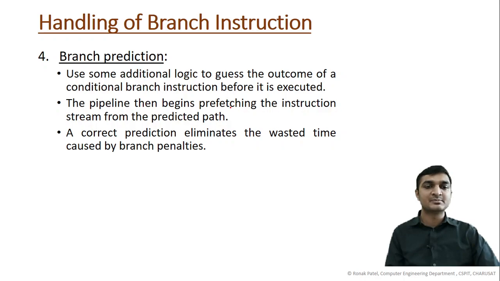The pipeline then begins prefetching the instruction stream from the predicted path. Suppose it predicted that if there is a jump, then it will move to the target, with a 90% chance. Then it will start fetching those target instructions and the instructions after them. A correct prediction eliminates the wastage of time caused by branch penalties. So if our prediction is correct, then we have stopped this time wasting. And in the remaining 10%, if it goes wrong, then there are branch penalties.